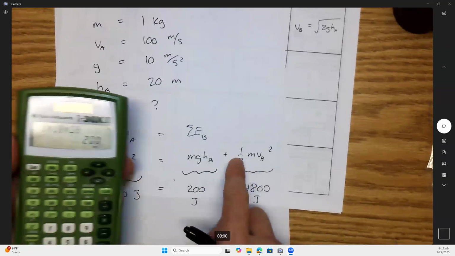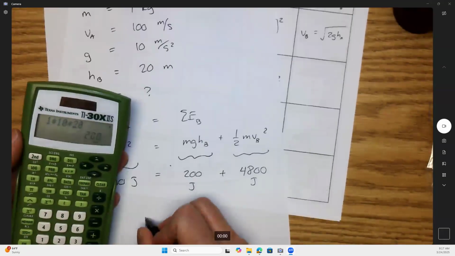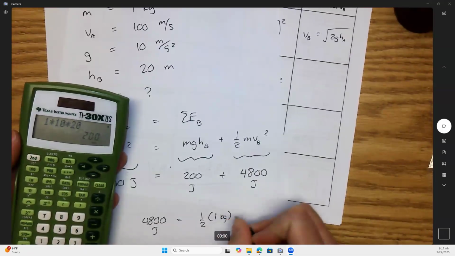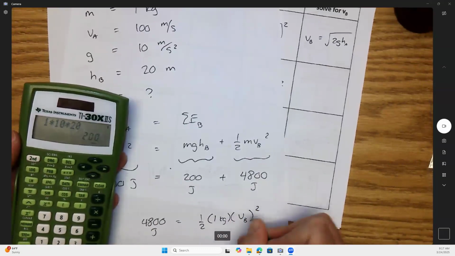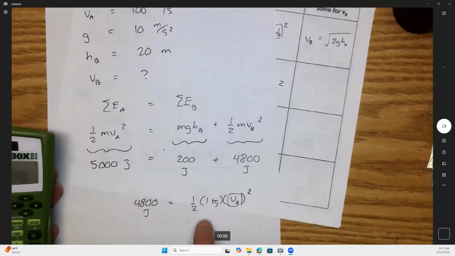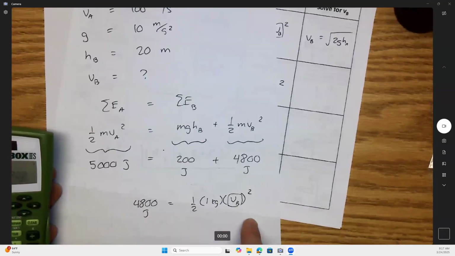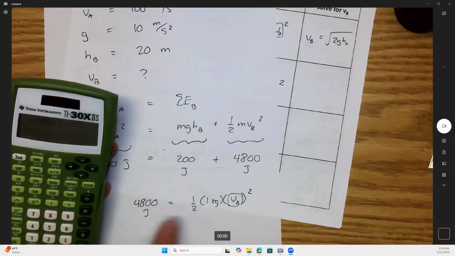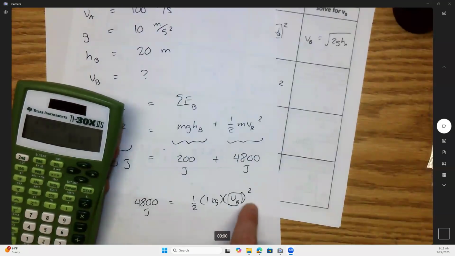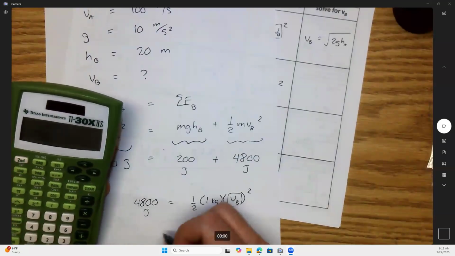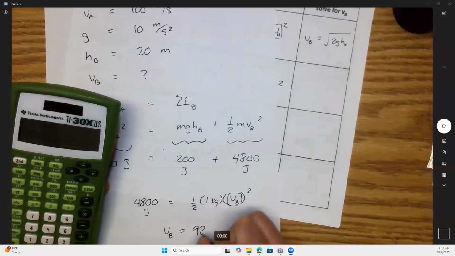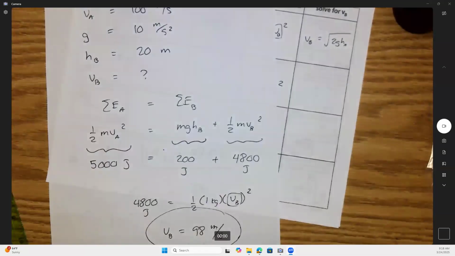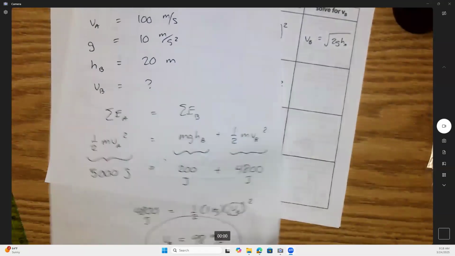So how do you undo this? 4,800 joules equals 1/2 times 1 kilogram, which is the ball, and we're solving for how fast it's going. Now it's being squared here, so I have to multiply by 2 and take the square root. Is that right? 4,800 times 2 gives me 9,600, and I take the square root. The speed at point B is about 98 meters per second.